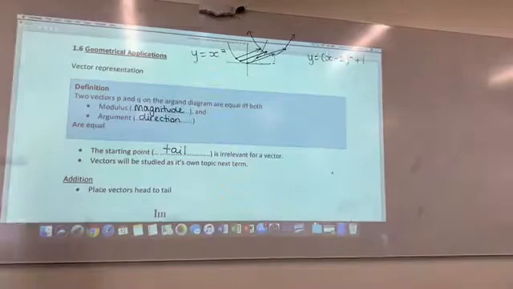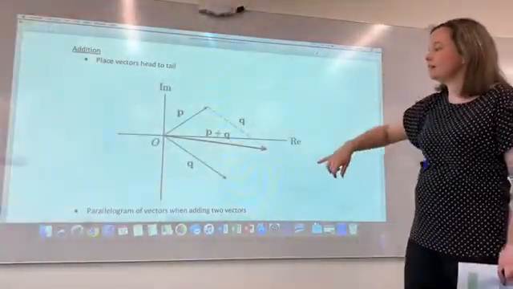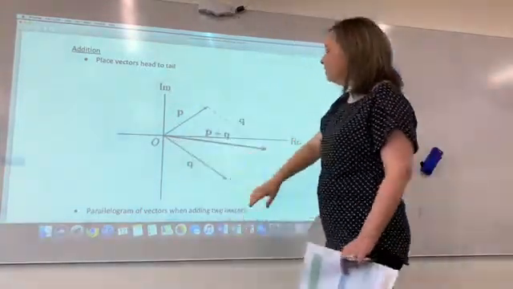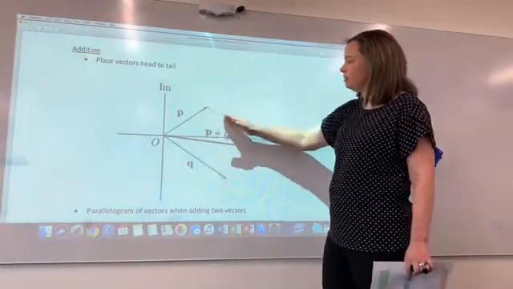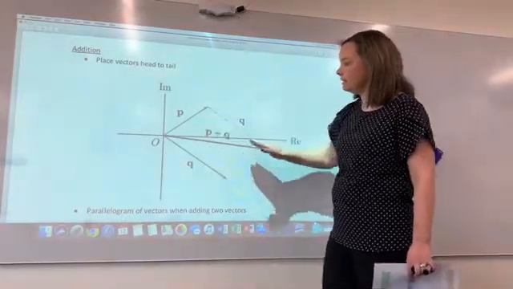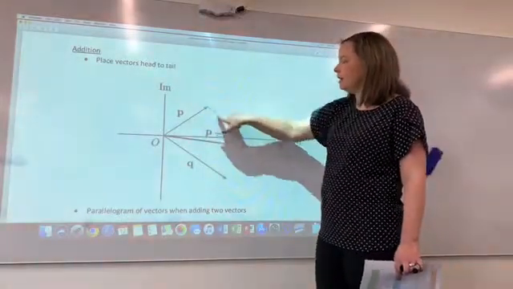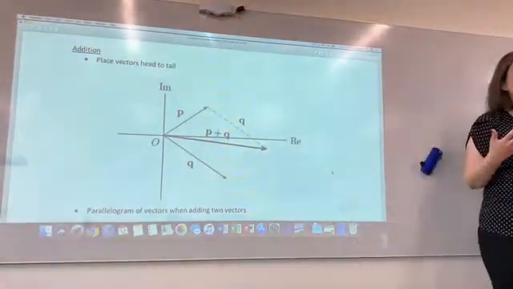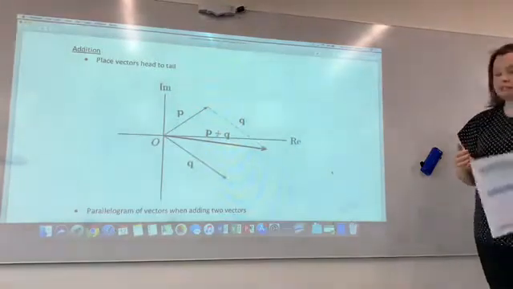Okay? At the start. So placing vectors head to tail: P plus Q. Basically, I can take this vector Q, put it over here. It's the same vector, it's still got the same size, it's going in the same direction. And that gives us the vector P plus Q. We form a parallelogram of vectors when we add two vectors together.